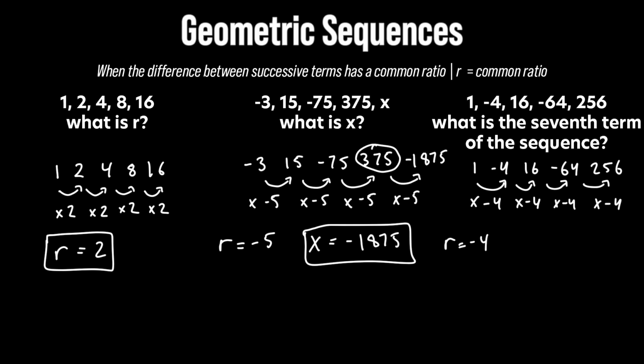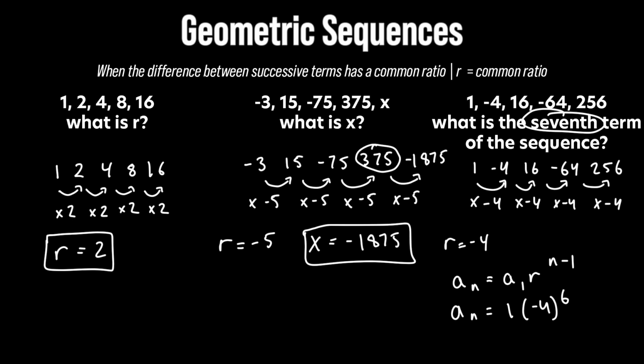Now there's an equation we can use for a geometric sequence. You're going to take the first value, a1, times the value of r to the power of n minus 1. So our an is unknown, and our first value is 1, multiplied by the value of r, which is -4, to the n minus 1. Our n here is the seventh term, so our n is going to be 7. 7 minus 1 is 6.